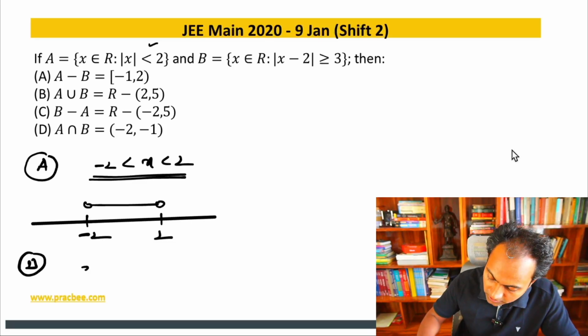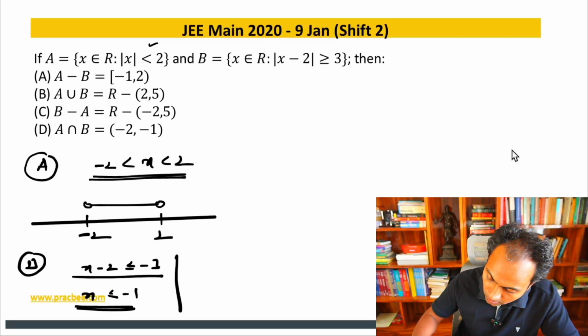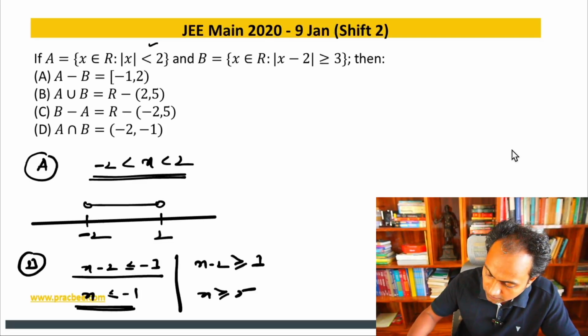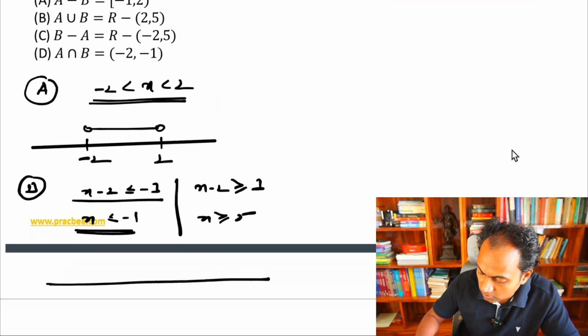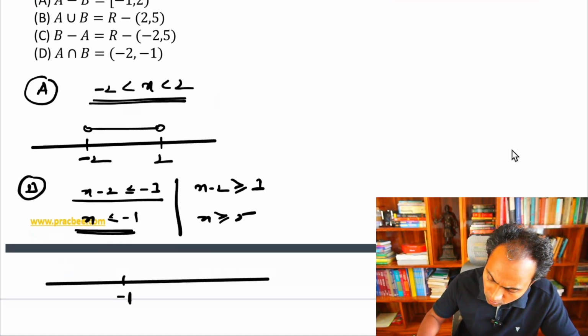So we can split this into x minus 2 can either be smaller than or equal to minus 3, so x can be smaller than or equal to minus 1. Or x minus 2 should be greater than or equal to 3, so x is greater than or equal to 5. If I represent this on the number line, you can see that values smaller than or equal to minus 1 will come, and then values greater than or equal to 5 will come.